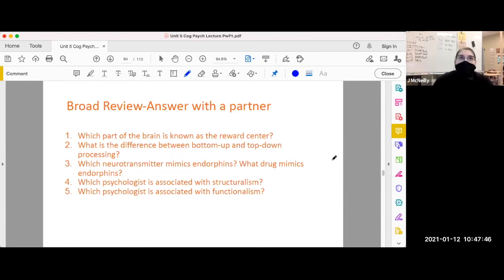You start with only what you can hear, see, taste, feel, whatever. Top down is you already have an experience. You already have an idea of what the answer might be. So if you're looking at scrambled letters and you can read words out of it, that is top down. Okay, so we've got number 1 with nucleus accumbens. We've got number 2 with bottom up being sensory and top down being based on ideas or schema or prior knowledge. 3 is dopamine and opioids.